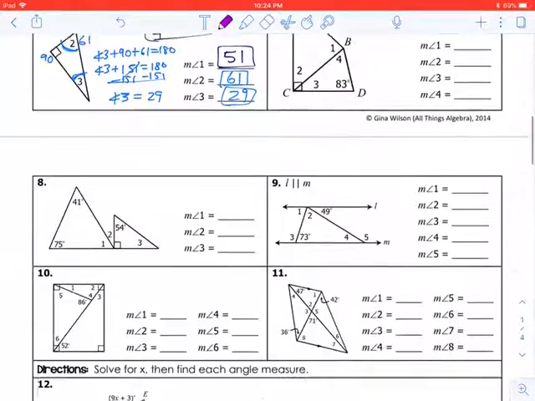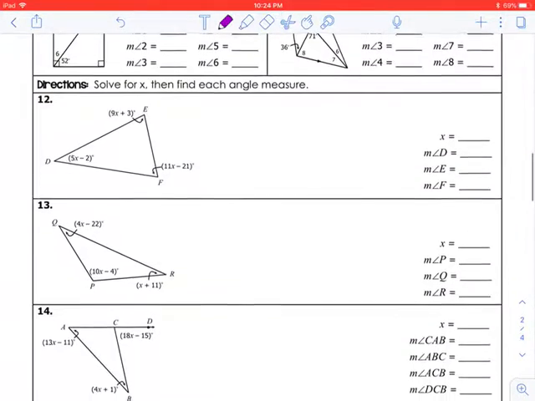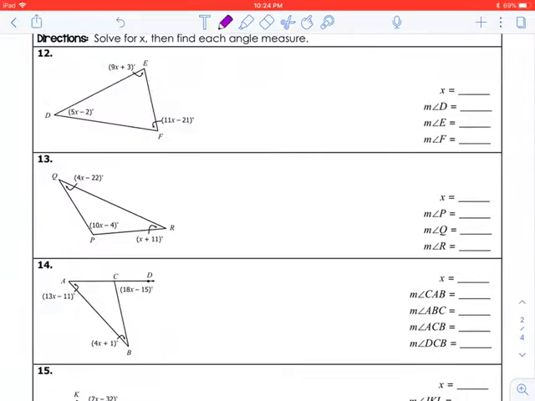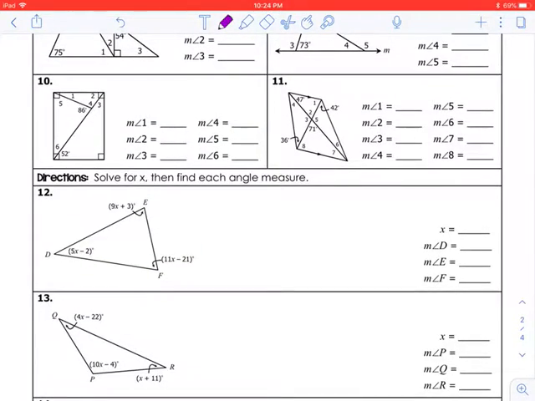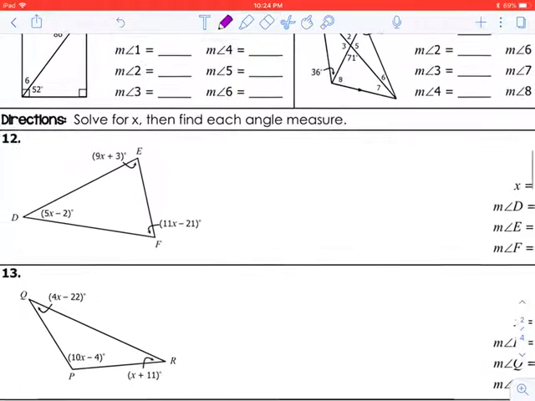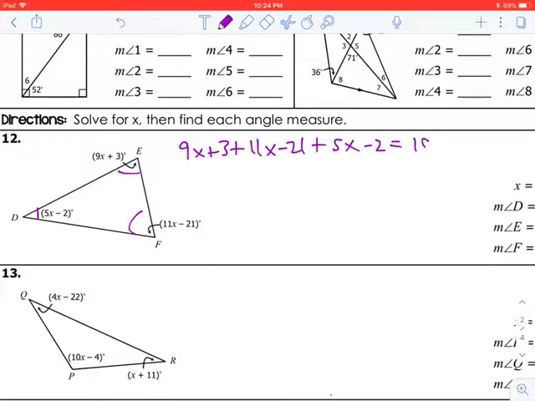All right. So let's look at just one more here. Looking at one of these. Okay, so number 12. Basically the same situation, but you got some x's here. So you got a triangle. Those three angles have to add up to 180. So I've got 9x plus 3, plus 11x minus 21, plus 5x minus 2 equals 180.